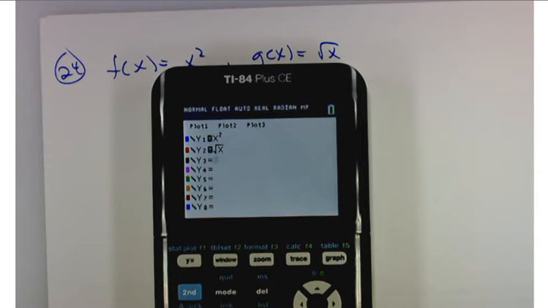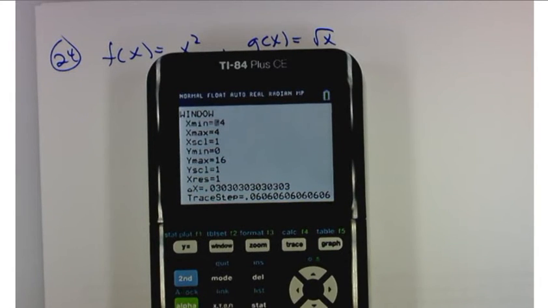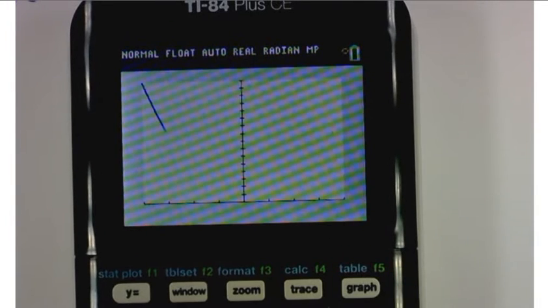Let's put those on our graph, and we'll graph, say, from, well, currently I've got a window from -4 to 4, and from 0 to 16. Let's just use that one. It's quite likely your calculator is set up with the same graph. So here's your parabola, followed by the square root function.